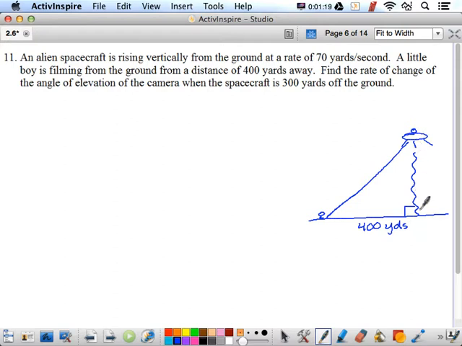You can only put in numbers that are going to remain constant throughout the problem. So if we have a spacecraft rising, the only thing that's going to remain constant is that 400. This angle is going to be changing. This height is going to be changing. And whatever this distance is going to be changing. None of those are constants. But that 400 is going to be constant, right? Because the little boy's camera is not moving. Are we good?